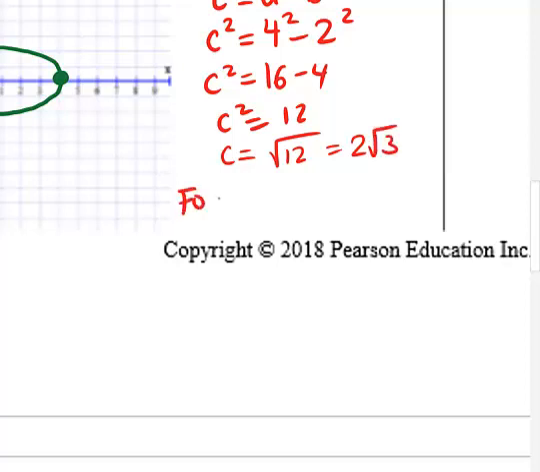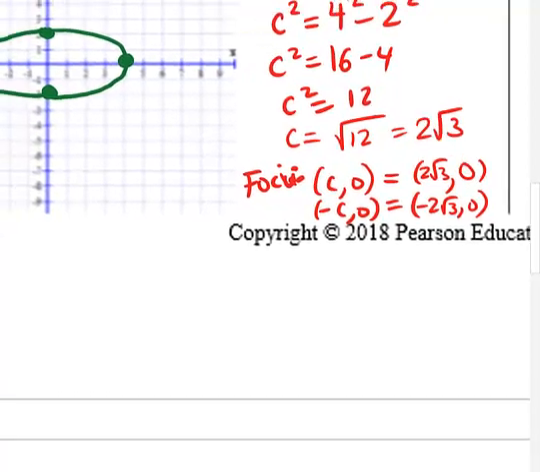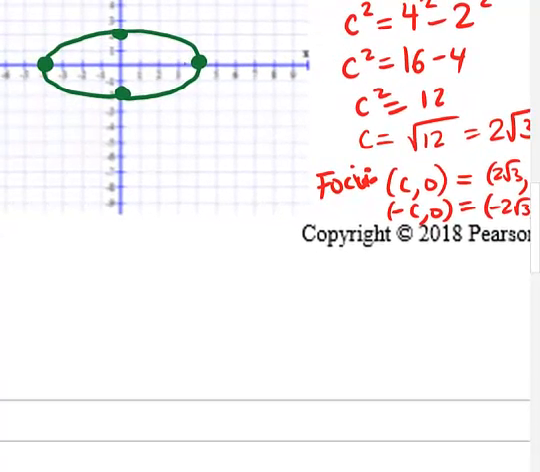As I described above, the foci are going to be at (c, 0) and (negative c, 0). And c we said was 2 root 3, so it'll be (2 root 3, 0) and (negative 2 root 3, 0). So that should be probably somewhere around here or in here.